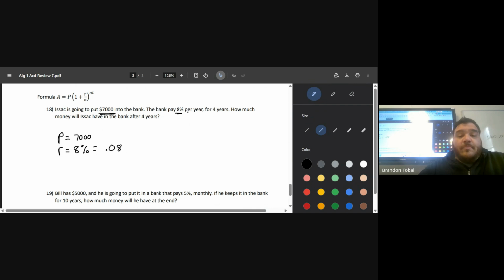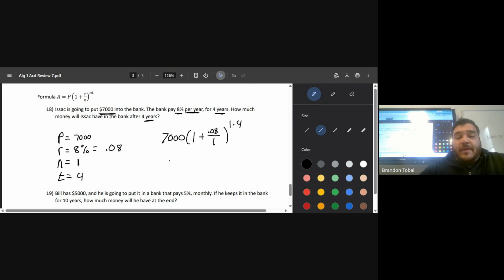N is per year, because that happens once per year, that's 1. And then T is how long I'm going to keep it in there, which is 4 years. So we're going to write it in now. 7,000 over 1, parenthesis, 1 times 4, which will end up being 4.